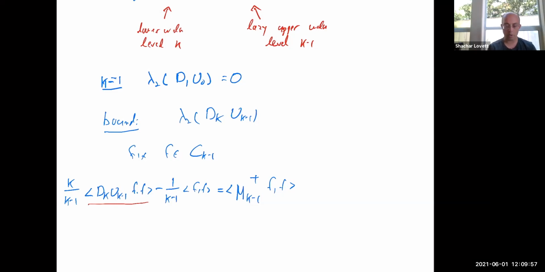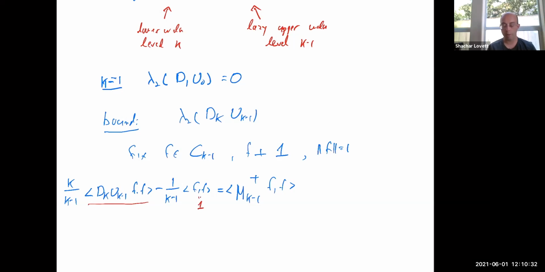Also, to make things easier to write, let me assume that f is in C^{k-1}. We care about lambda_2, so we assume that f is orthogonal to 1, so the Rayleigh quotient with respect to f characterizes lambda_2. And for convenience, let me assume that the norm of f is 1, so we don't have to keep carrying the norm of f everywhere.